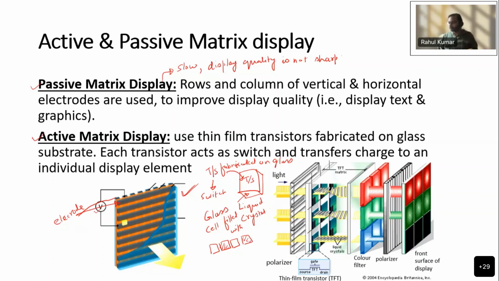Okay, so we use thin film transistors, and these will be transparent. Along with that we can use some color filters to produce a colored image. So color images in LCDs are produced by using color filters.